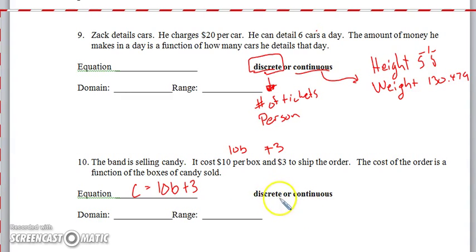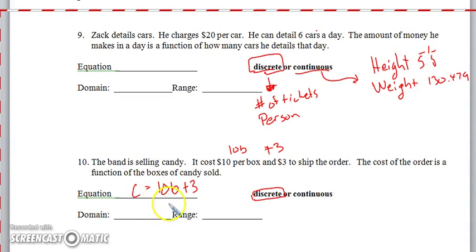Now let's think about this. Is this discrete or continuous? Well, if it's continuous, that means I could order like 3/4 of a box, but they're not doing that. You order by the box. So I can only order 1 box or 2 boxes or 3 boxes. So this is discrete. Okay.